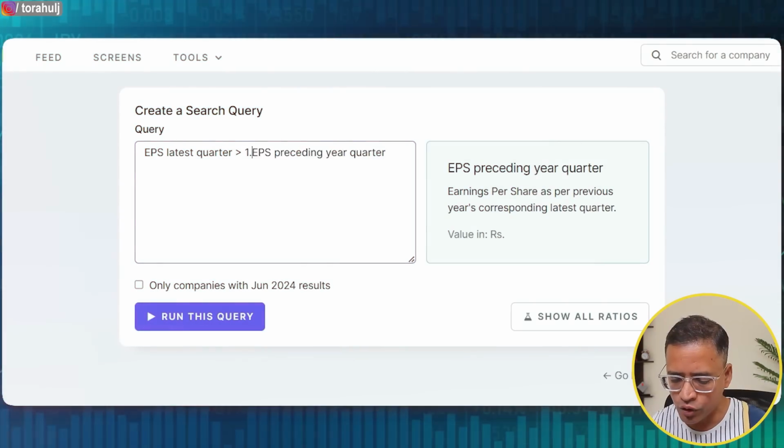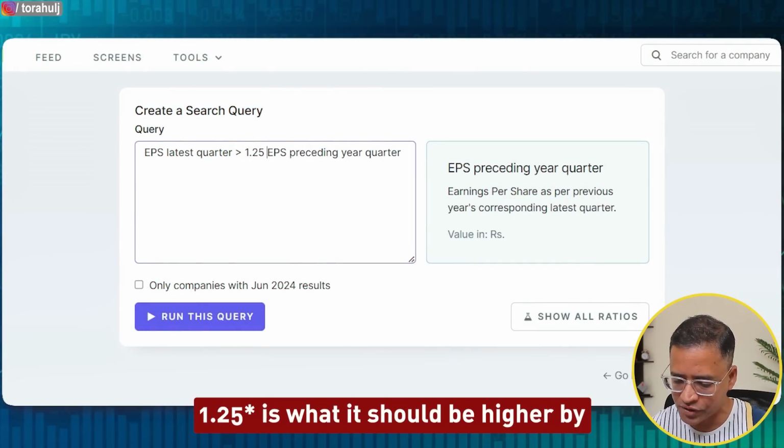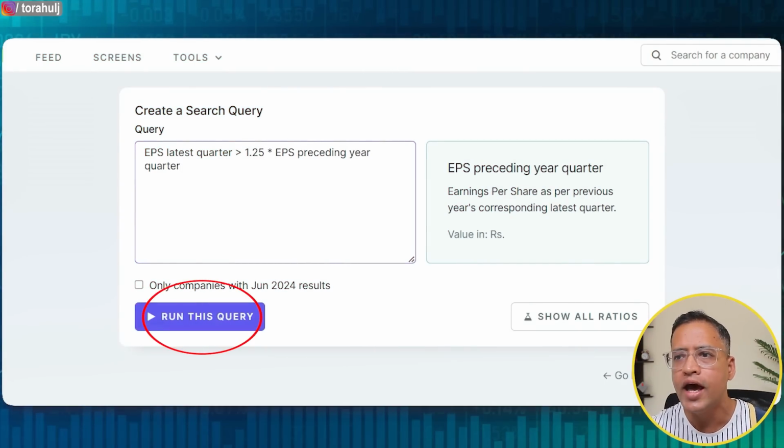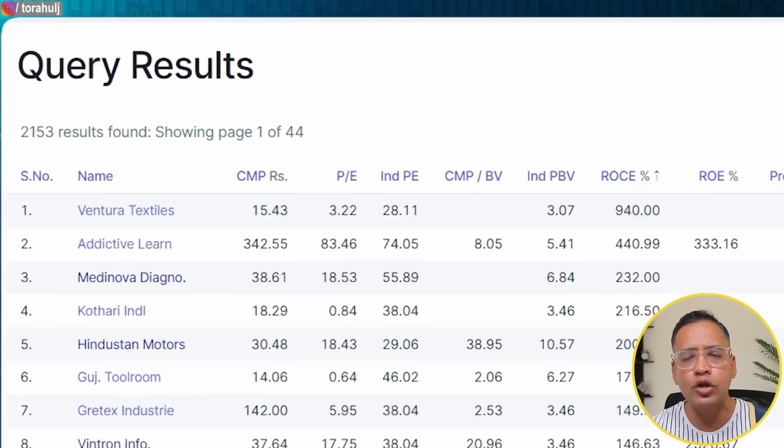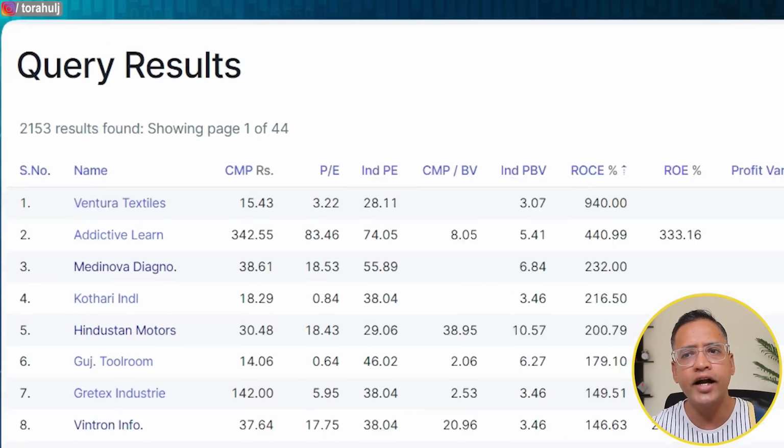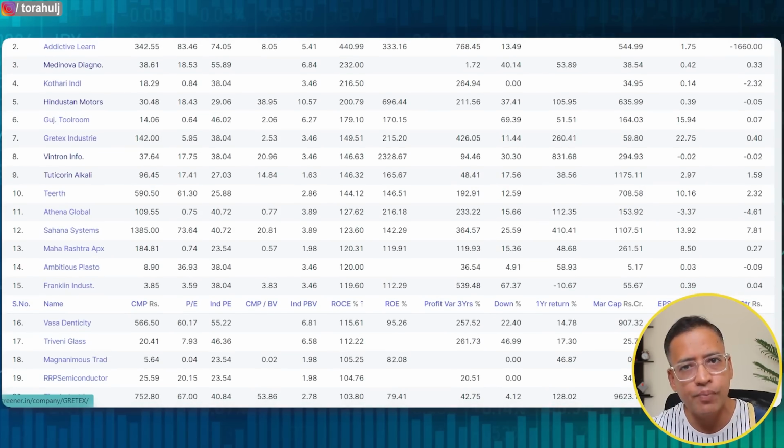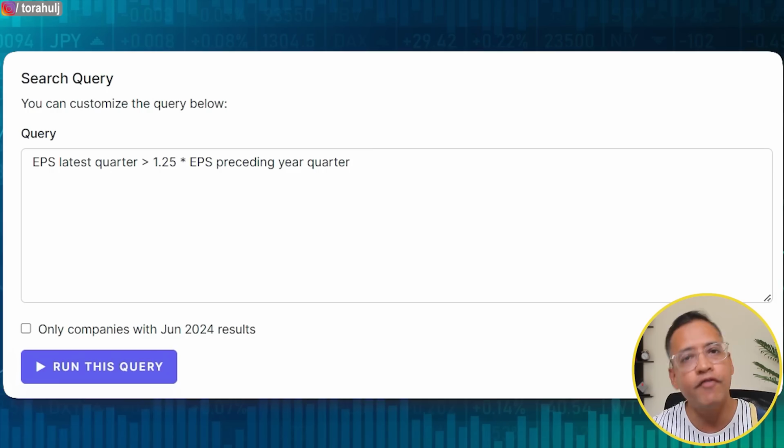So how to do that? I am going to simply say 1.25 times is what it should be higher by, right? Now let's go ahead and run this query, and we are going to see that there are only 2,100 companies that have fulfilled this criteria where the EPS growth has been around 25%, right?